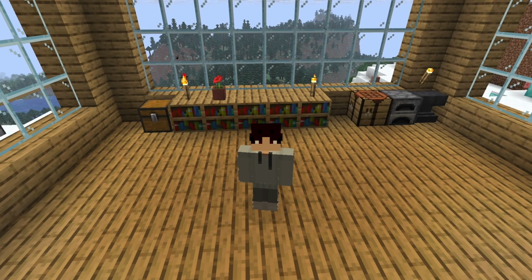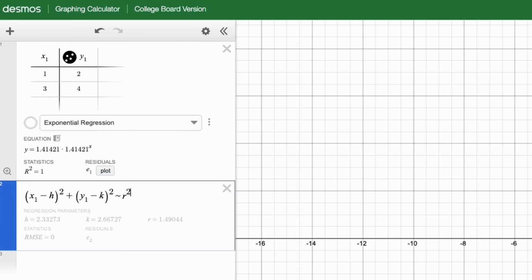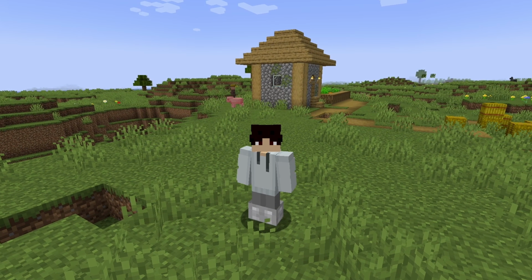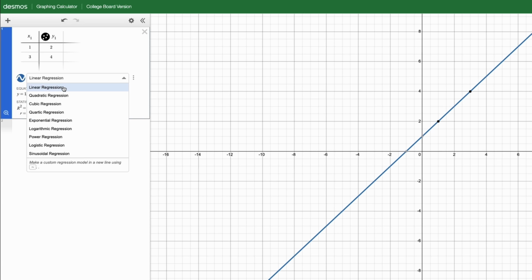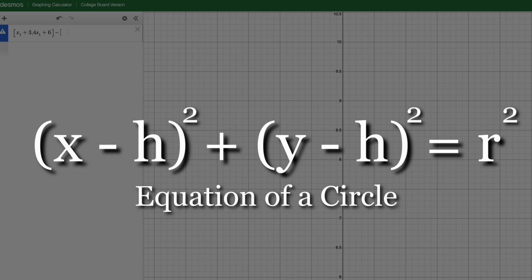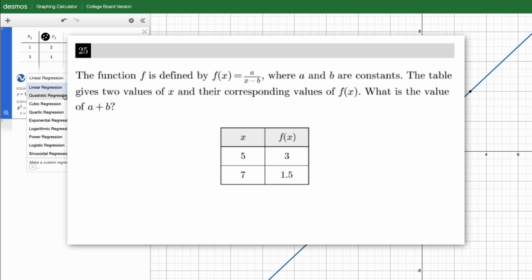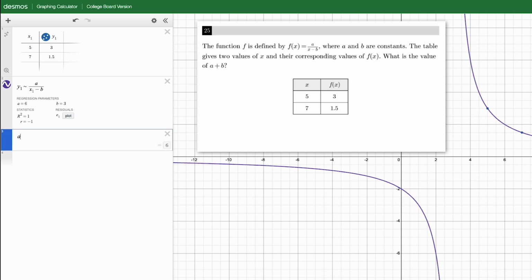But sometimes the equation isn't one of those presets. Then you type it out yourself and turn it into regression format. These are the same 3 steps every single time: points, equation, and then swap to regression. And there are only 2 formulas that you actually have to memorize: the equation of a circle and the vertex form for a quadratic. Everything else will either be in the dropdown or given to you in the problem itself. Here's a problem again.